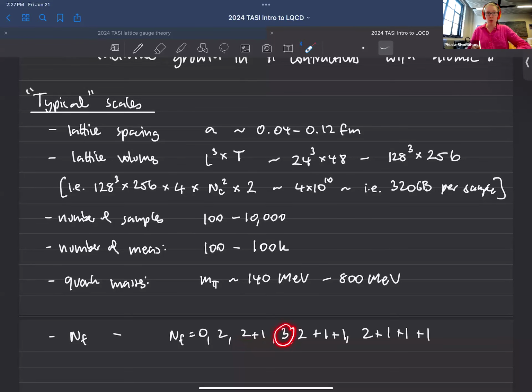And computing resources. For small calculations, you might need a few million core hours. And for large calculations, so state-of-the-art types of calculations, this would be multi-year, hundreds of millions of core hours.